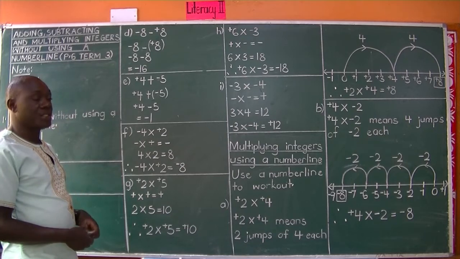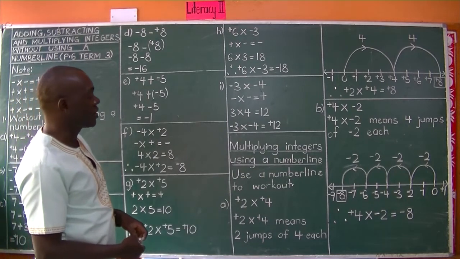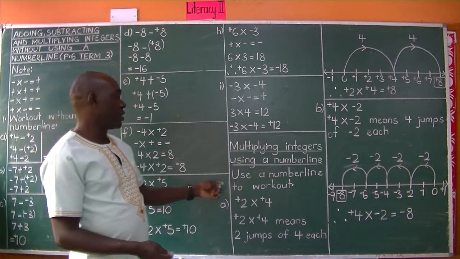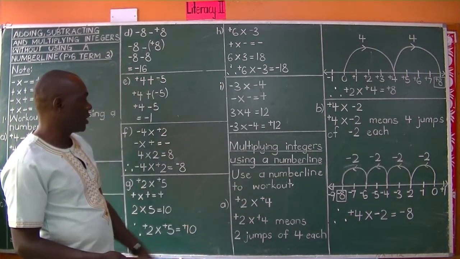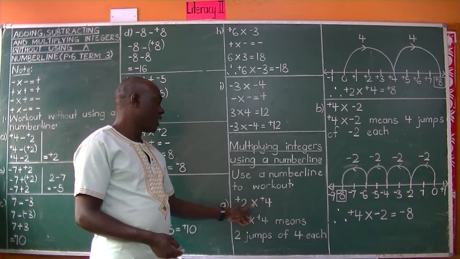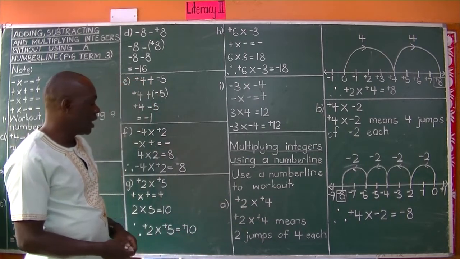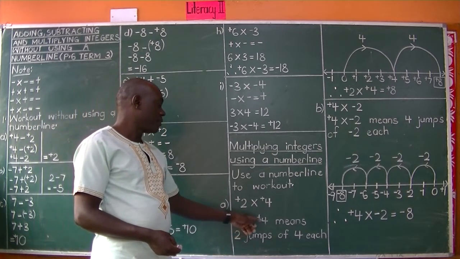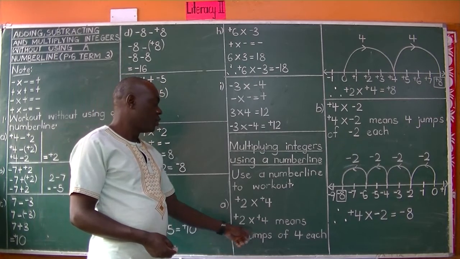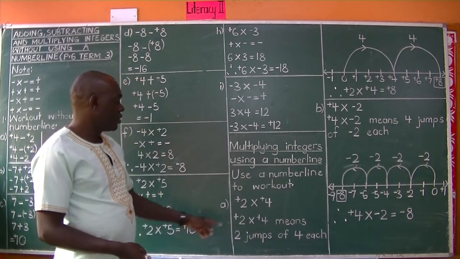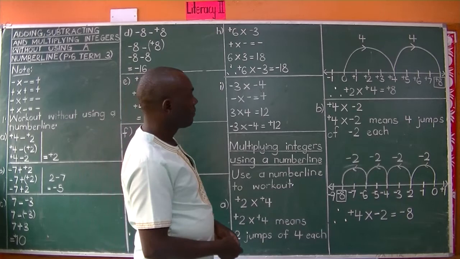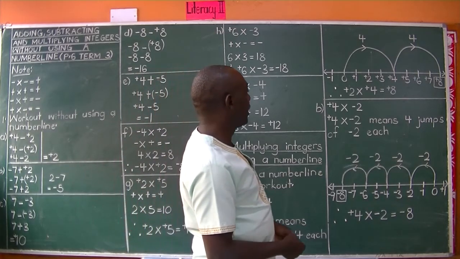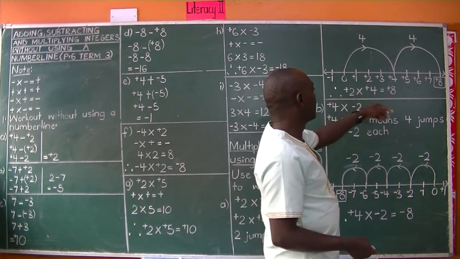And now let's see how one can multiply integers, this time using a number line. Now, use a number line to work out part A, positive 2 times positive 4. Here we first state the meaning: positive 2 times positive 4 means 2 jumps of positive 4 each. Okay, now draw a number line.